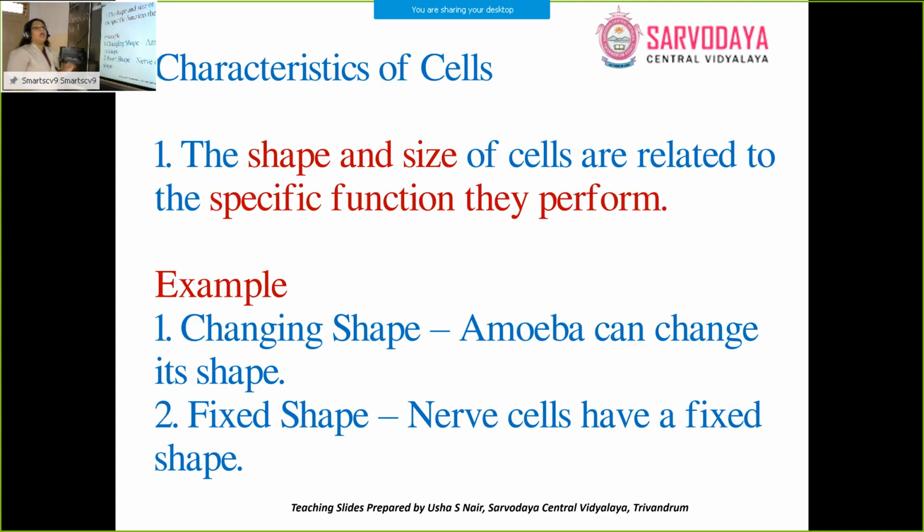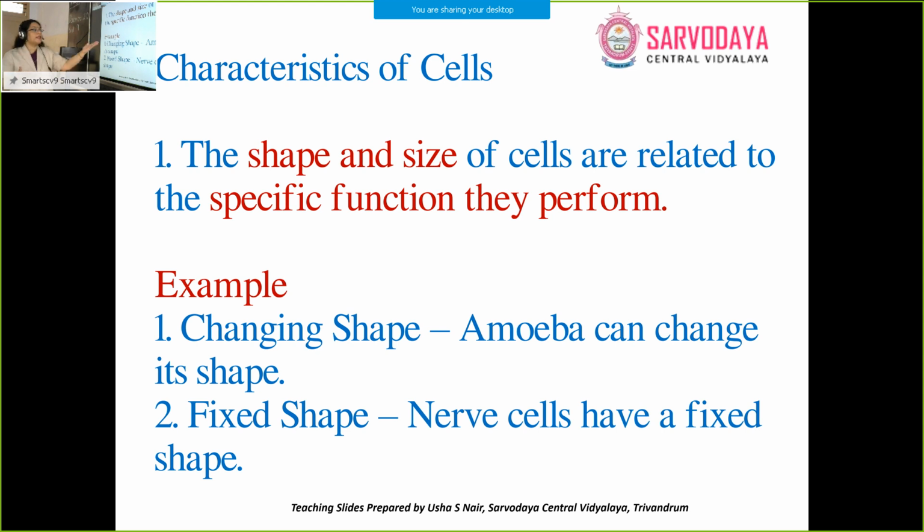Next, we'll move on. Now, when I start this, you can see, I'm sure you must already have been reading, the characteristics of cells. Here, there are certain things followed in cells, so that comes under the heading, characteristics of cells. Firstly, the shape and size of cells are related to the specific function they perform. I've given an example to make it easier.